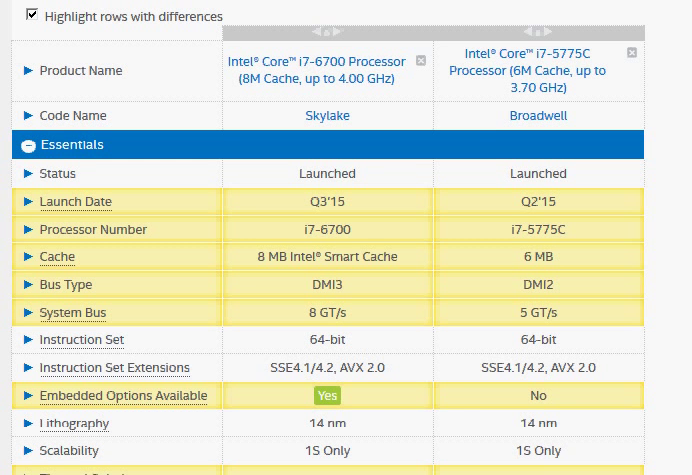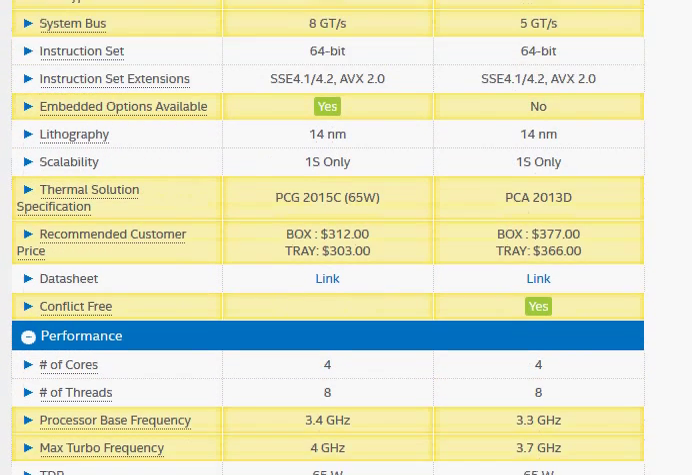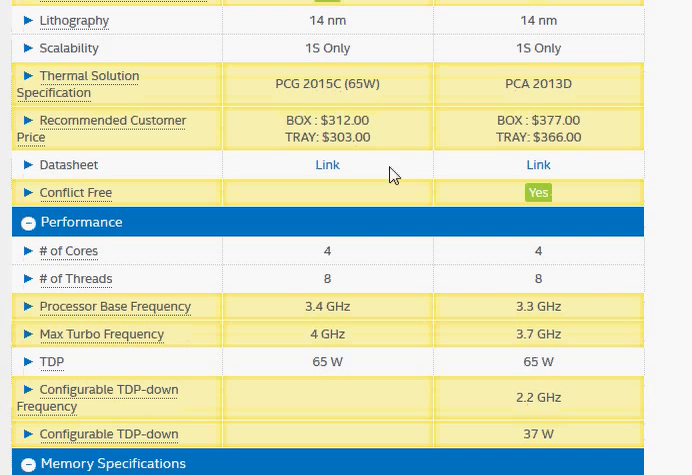In this video, I am going to compare Intel's Core i7-6700 with i7-5775C. The 6700 is the newer Skylake processor launched recently, and Broadwell is a year-old processor launched in the second quarter of 2015. But newer does not always mean better, as we will see in the integrated graphics later. But before that, let's take a look at the quick specs on these two processors.